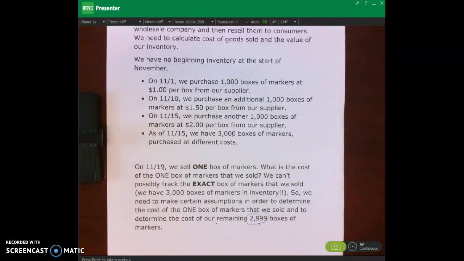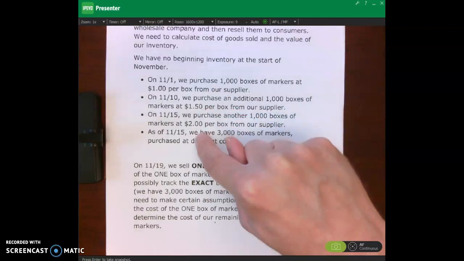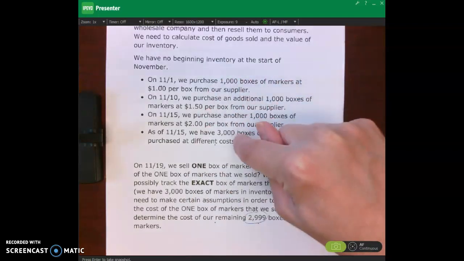We just don't know for how much. Okay? So we have to make certain assumptions in order to get around some limitations in the information system. We have to make a few assumptions about which box of markers maybe we sold: the $1, the $1.50, or the $2.